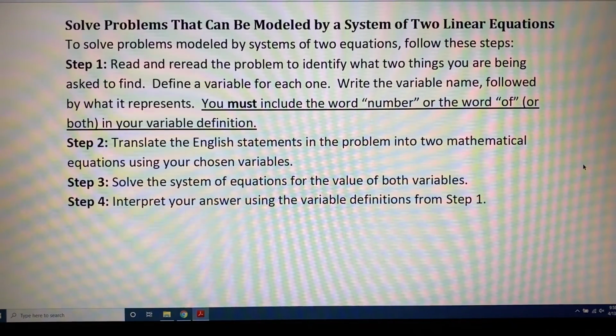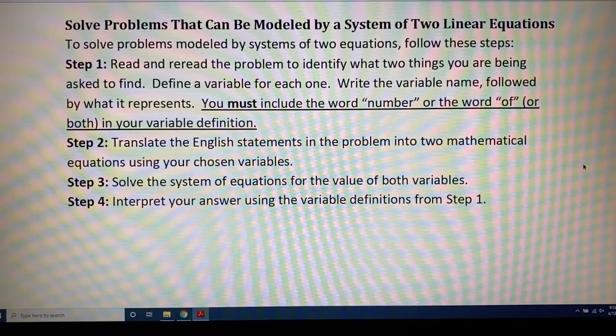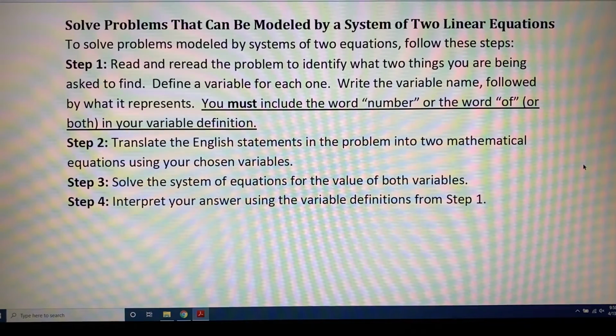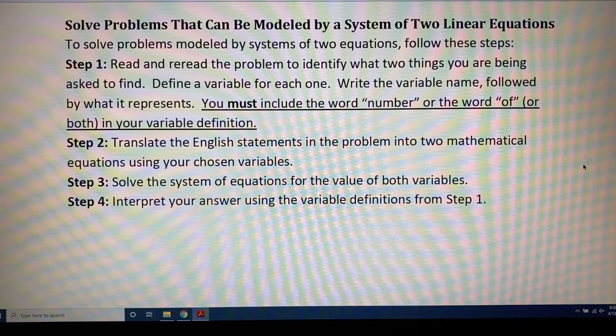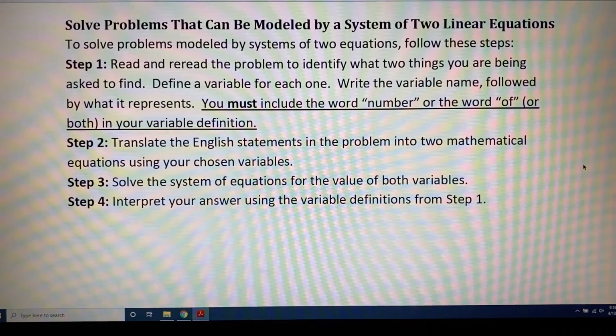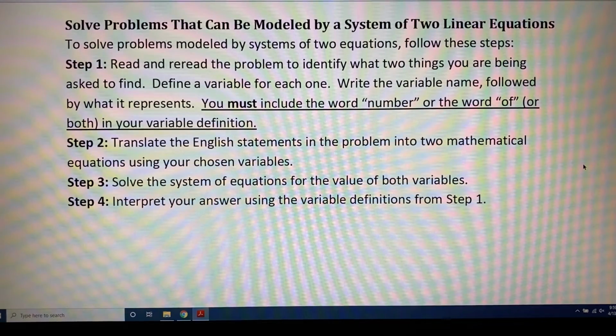To solve problems modeled by systems of 2 equations, follow these steps. Step 1, read and reread the problem to identify what 2 things you are being asked to find. Define a variable for each one. Write the variable name, followed by what it represents. You must include the word number or the word of, or both, in your variable definition.